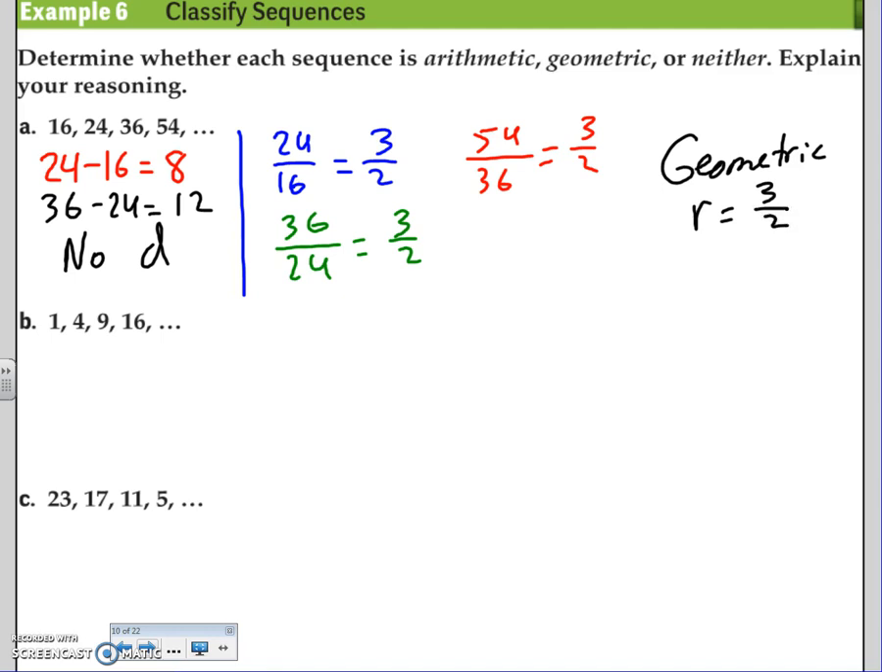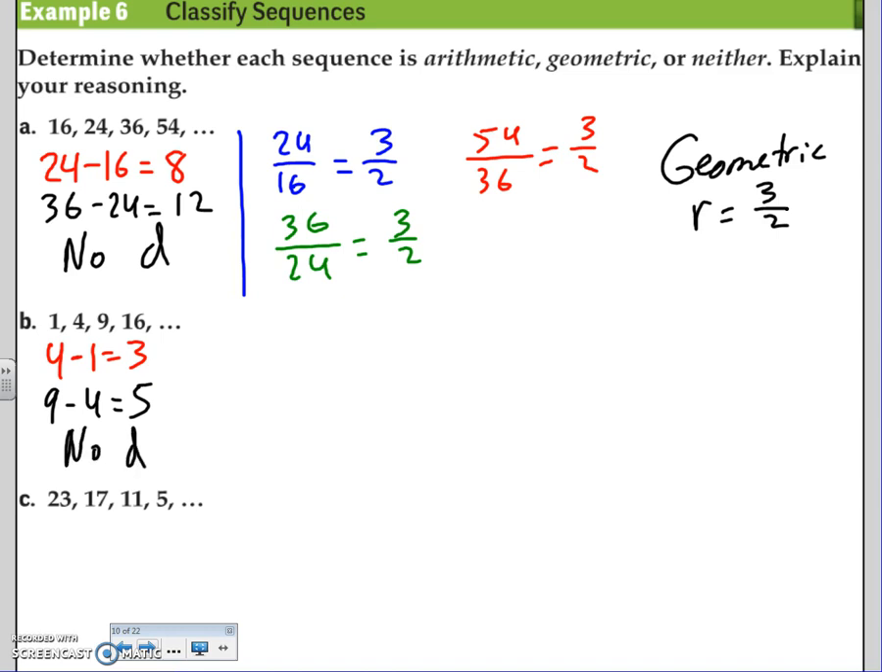Alright, second one, same thing. Let's see if there's a common difference, d. So let's see, 4 minus 1 is 3. So I think we're adding 3. So 1 plus 3 is 4. 4 plus 3 is 7. That's wrong. But just to prove it, 9 minus 4 was 5. Different, so no d.